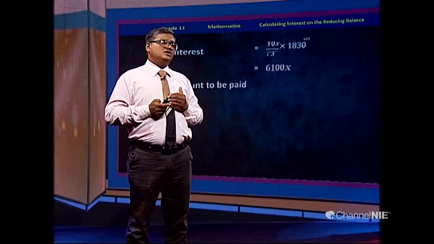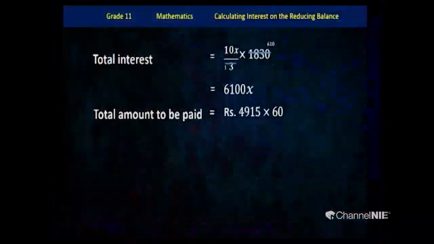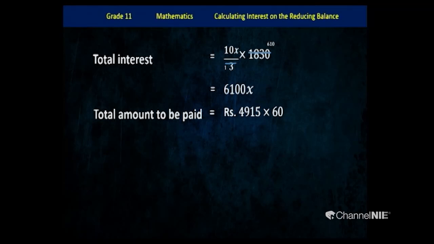I propose this method. Total amount to be paid. Now you can remember in the question, they told per month with interest, you have to pay 4950. Like that you have to pay 60 months. 4915 into 60, answer is 294,900. 294,900 is the total amount you have to pay with interest.